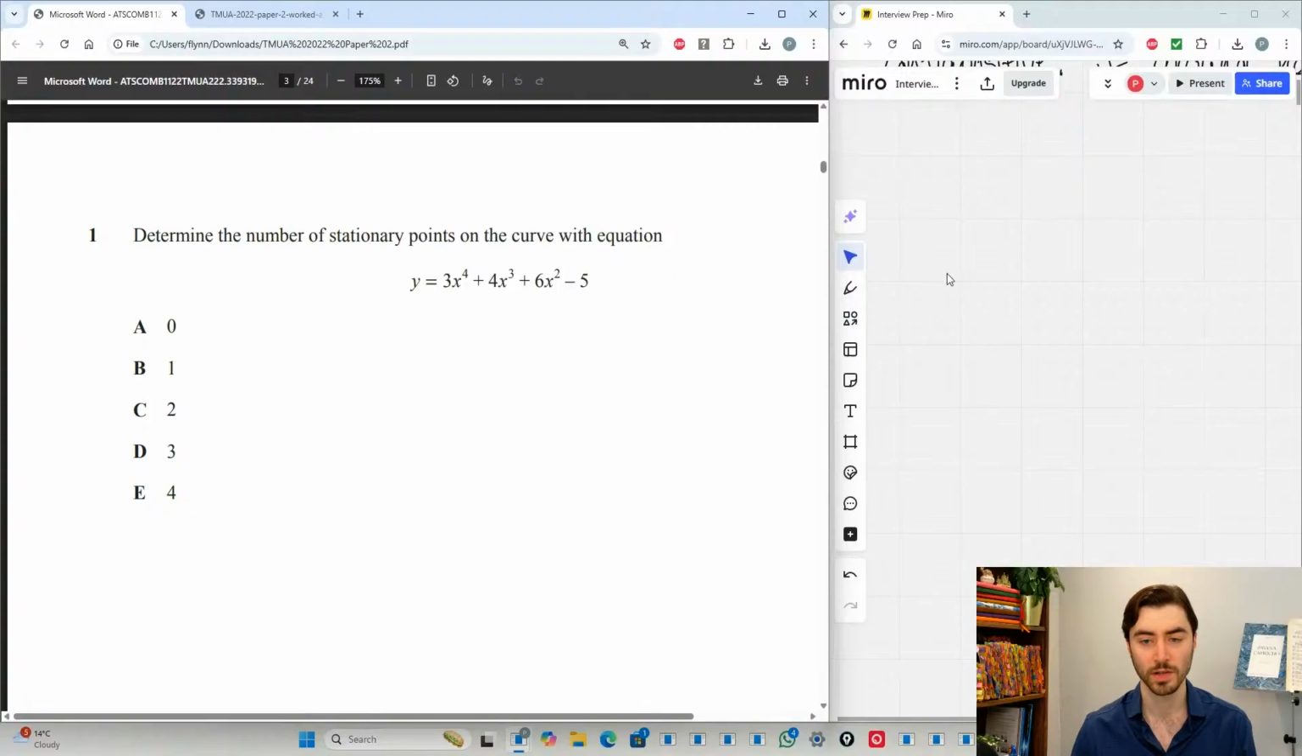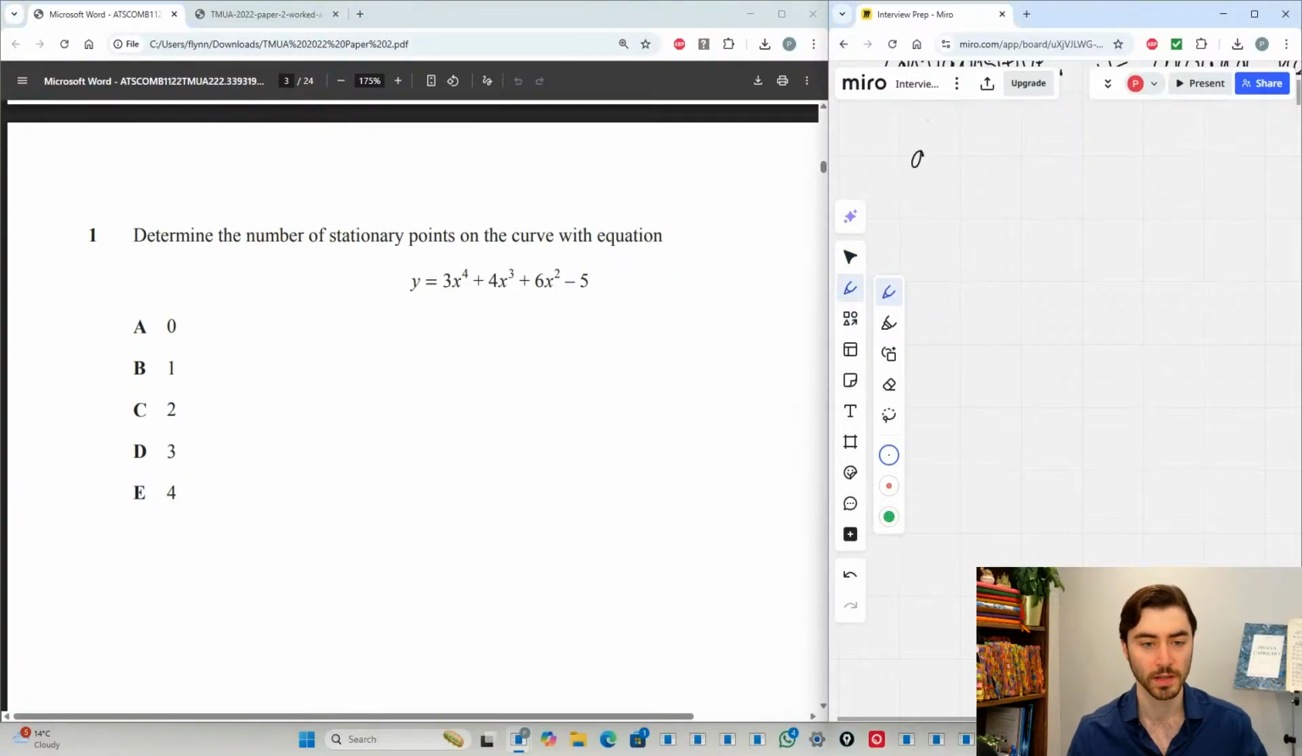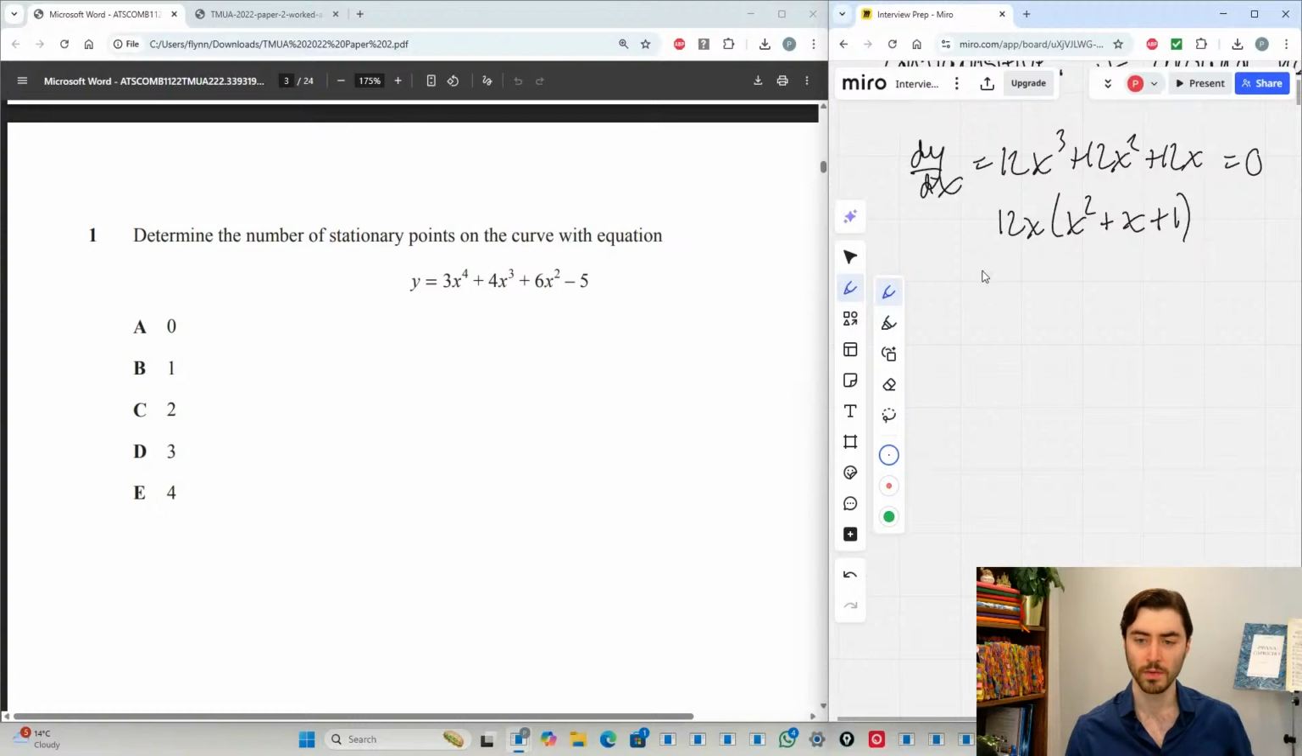Okay, so the number of stationary points. Obviously, we're going to differentiate this. You're going to get 12x cubed and 12x squared and 12x. And for stationary points, it equals 0. So I could take a 12x out, x squared, and x and 1. Obviously, we have x equals 0. So the question is, how many solutions does this have?